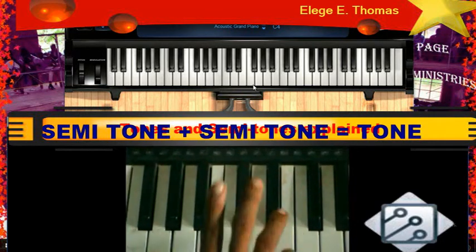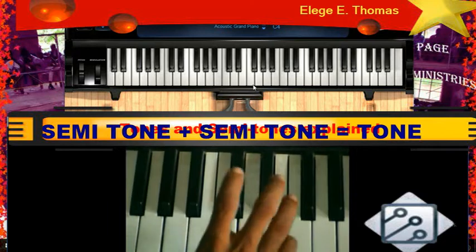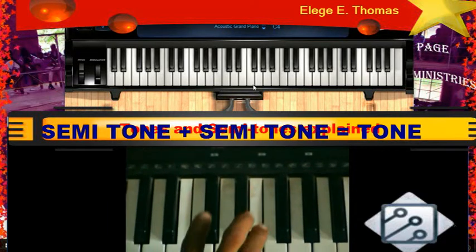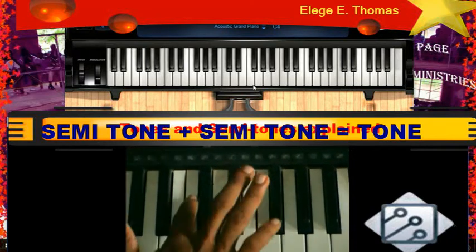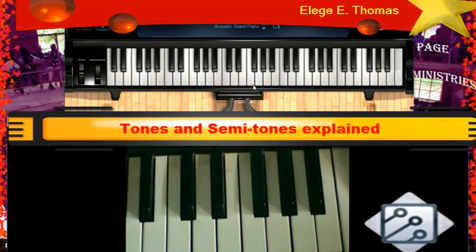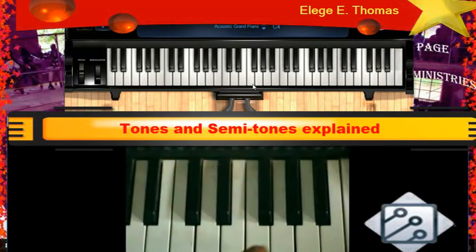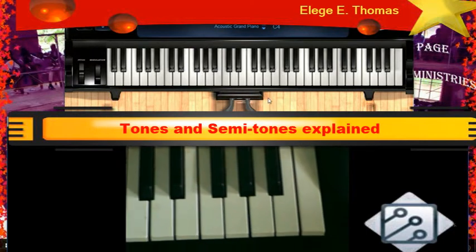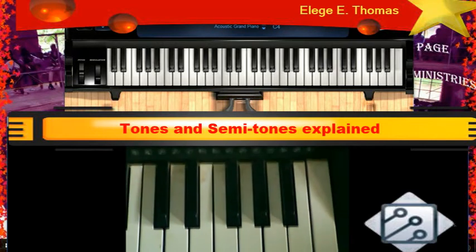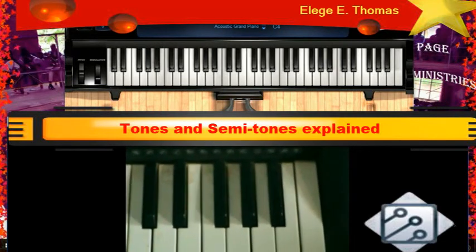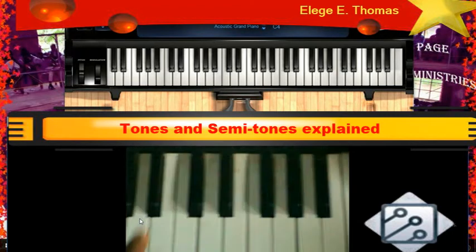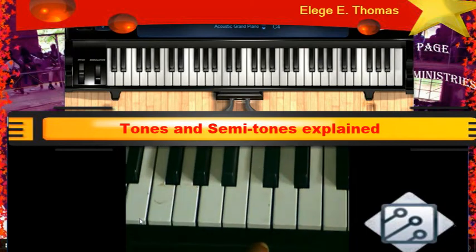So to make a complete tone, two semitones make one tone. So the distance between here and here, we have two semitones, one semitone here and the second semitone here, that is two semitones to make a tone. So that is about tones and semitones. A tone can also be called a whole step, and a semitone can also be called a half step.